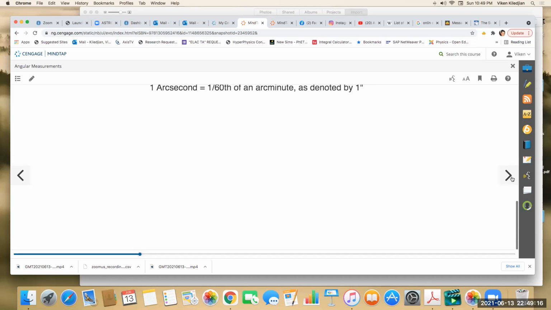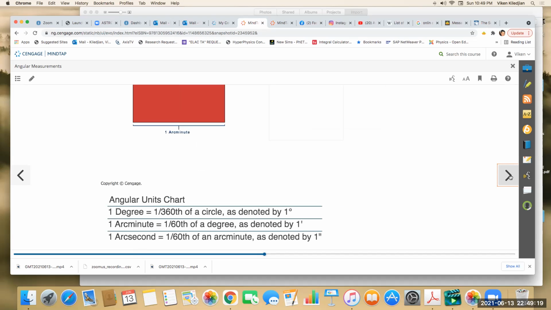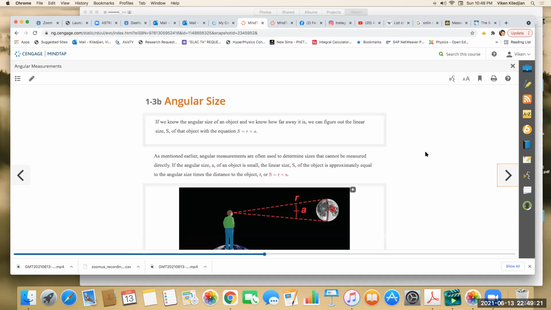Okay, so then we do the arrow. So angular size. If we know the angular size of an object and we know how far away it is, we can figure out the linear size of that. So that's how angular size is used. The angular size is A. In other words, it's how big that object appears in the sky. That's what angular size is. And the distance to that object is R. And then S is the diameter of that object, you see?